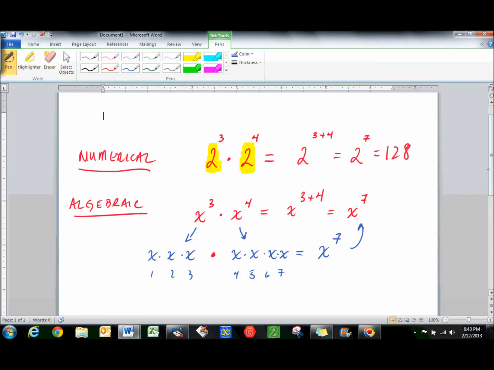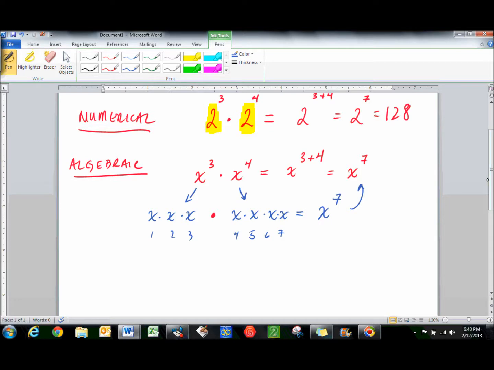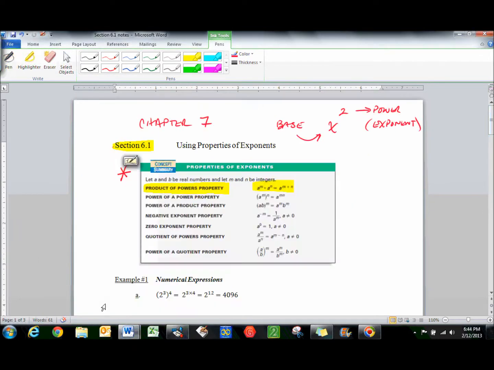Now let's take a look at something else that we must keep in mind. Notice on both of these examples the base was the same, but if I were to have x to the third times y to the fourth, I would not be able to simplify that any farther because I have an x and a y as my base, and since those values are not the same, they cannot go any farther, so you cannot add those two exponents together. So it's very important that you recognize the base. Let's take a look at a couple of others.